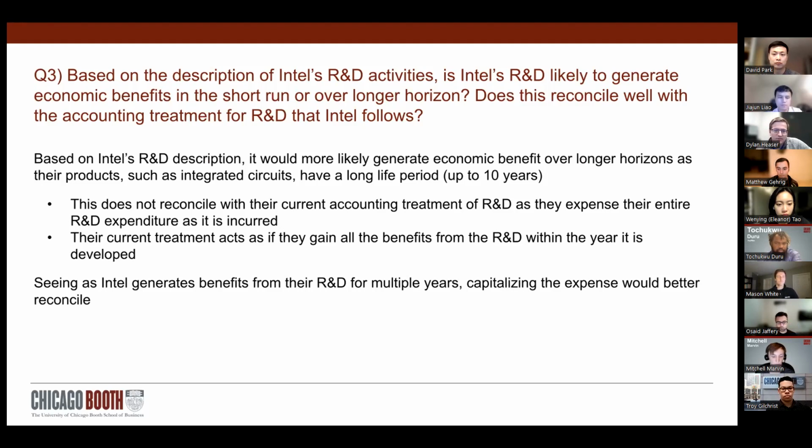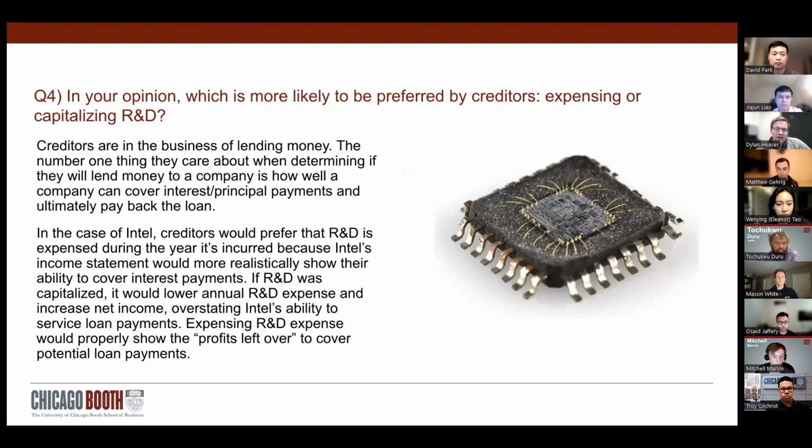So next one. Question four asks about the opinion of creditors, which one they would like better, whether R&D is expensed or capitalized. And this is interesting because I think it goes against what we've kind of discussed so far, because creditors have a little bit of a different perspective.